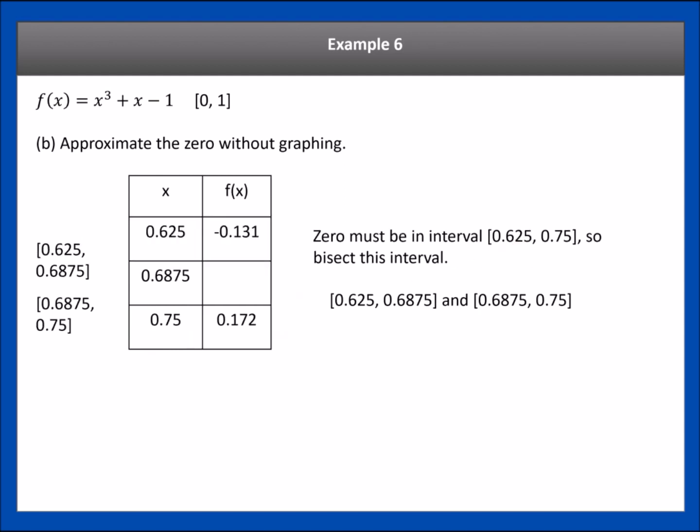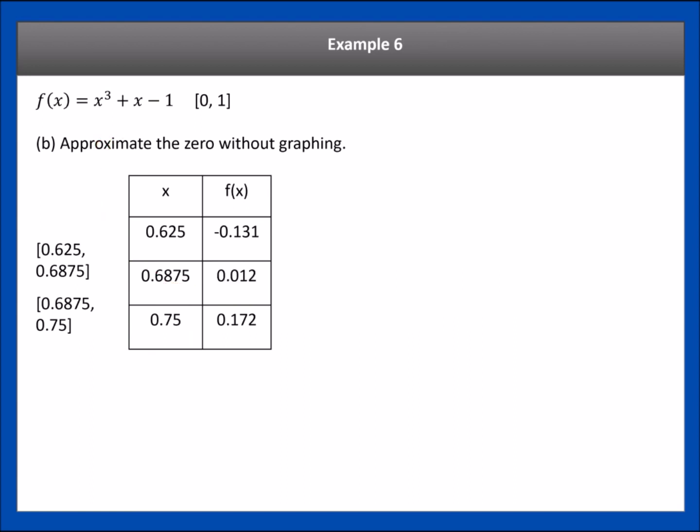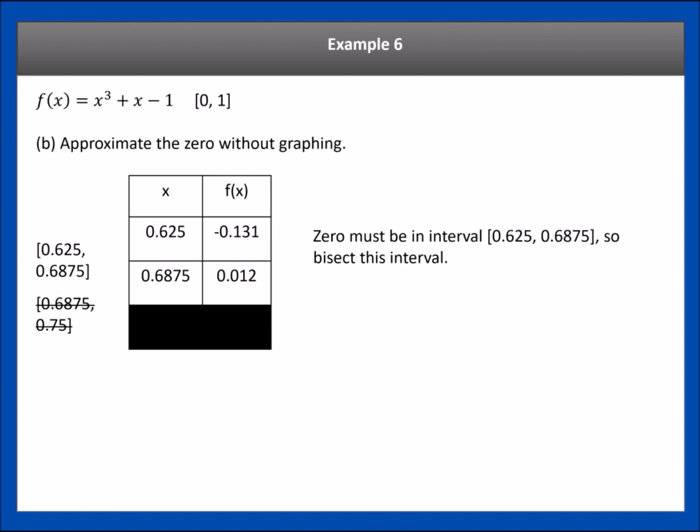And we're going to keep doing this until we get it. So now we got 0.6875. We're going to plug that into the function and see what we get. We get 0.012. Notice that the 0 is between these two. So we can get rid of this and just focus on this interval right here. So 0 must be in that interval. So we're going to bisect that interval.